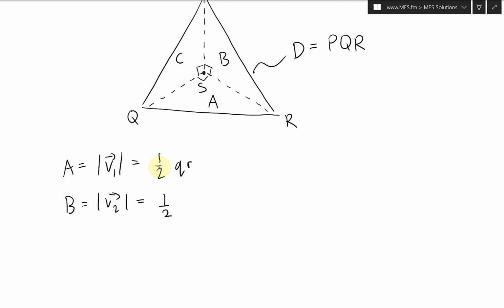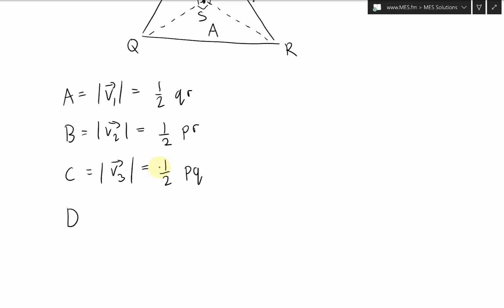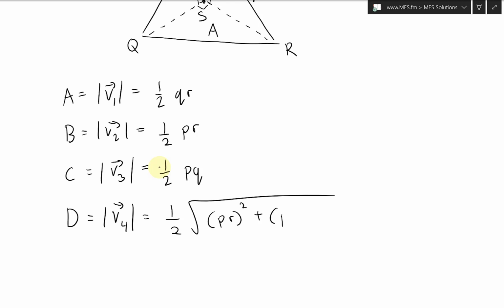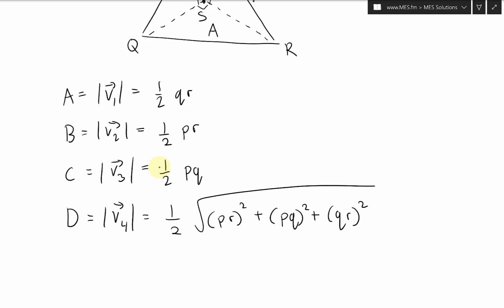This equals 1/2 PR. And then C is equal to V3, 1/2 PQ, I mean, like that. And then D is equal to V4. See if I remember this one correctly. This was just 1/2 square root, and then we had PR squared plus PQ squared plus QR squared. So the order is a bit different.